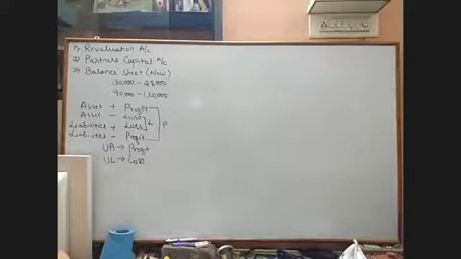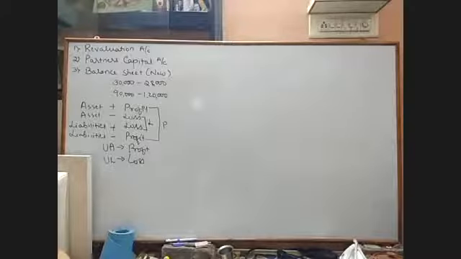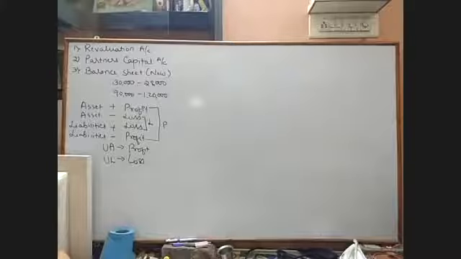Okay, so revaluation account consists of these 6 transactions. One is increase in asset, decrease in asset, increase in liability, decrease in liability, unrecorded asset, unrecorded liability. Clear? Hope you are able to understand. How many types of transaction does it have? It has 6 types of transaction.